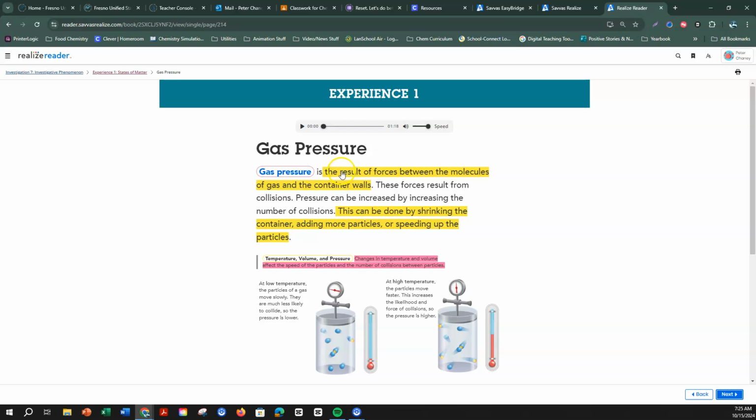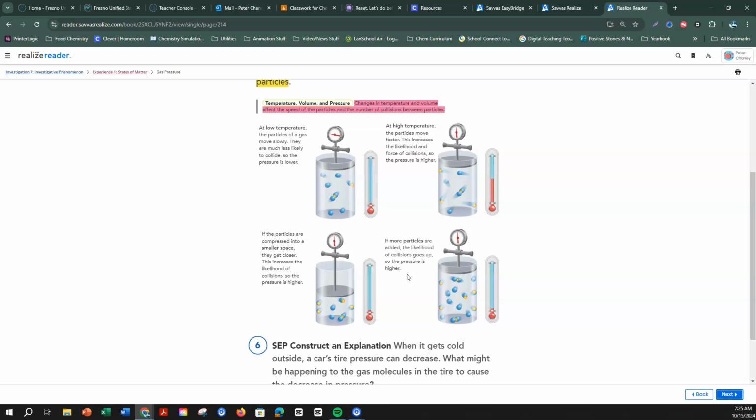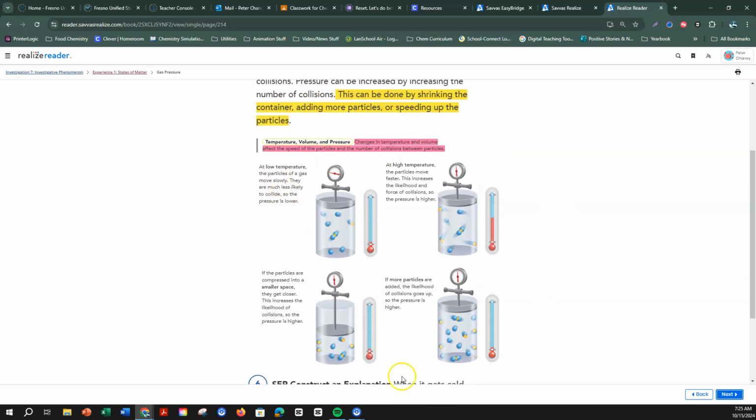Gas pressure. Definition: the result of forces between the molecules of gas and the container walls. We want to highlight this as well. So this is in addition to the vocabulary words. This can be done by shrinking the container, adding more particles, or speeding up the particles. Same thing with this annotation here. Temperature, volume, and pressure. Changes in temperature and volume affect the speed of the particles and the number of collisions between particles. So this diagram right here very clearly shows those in action.